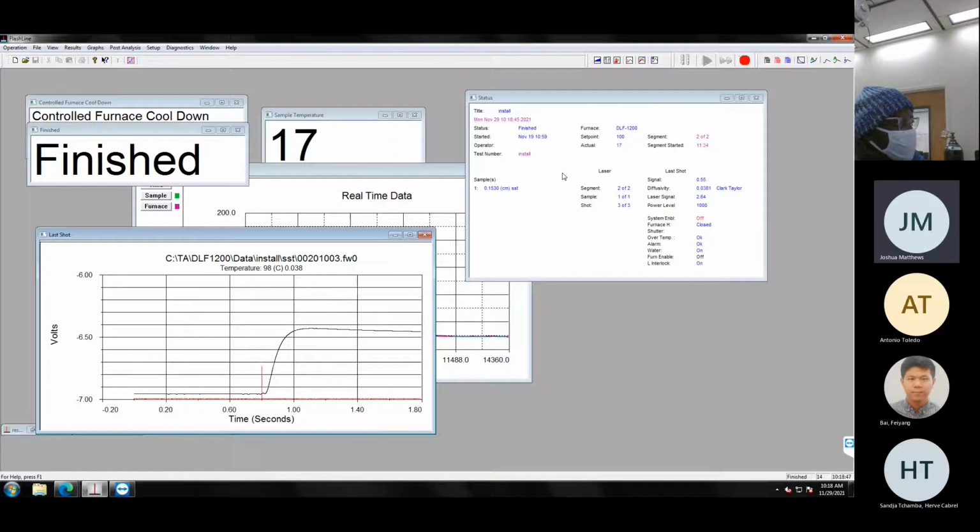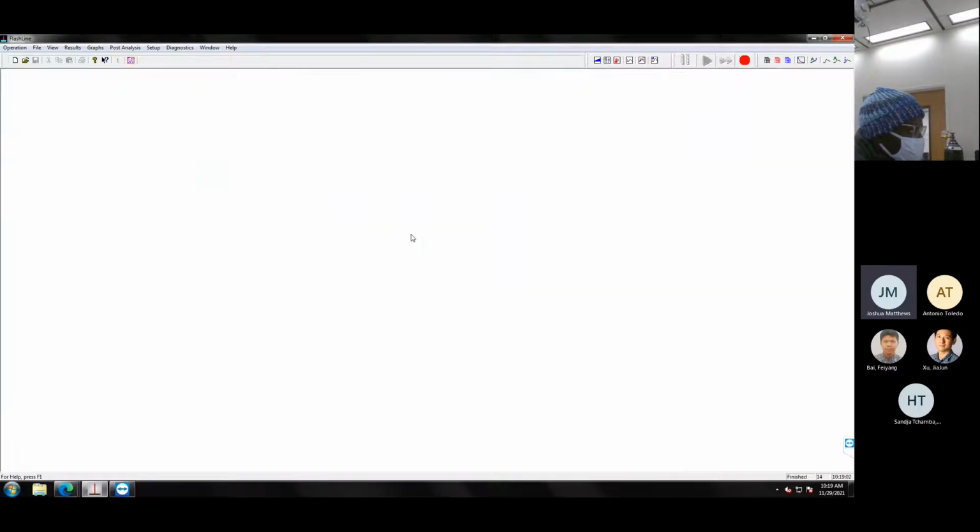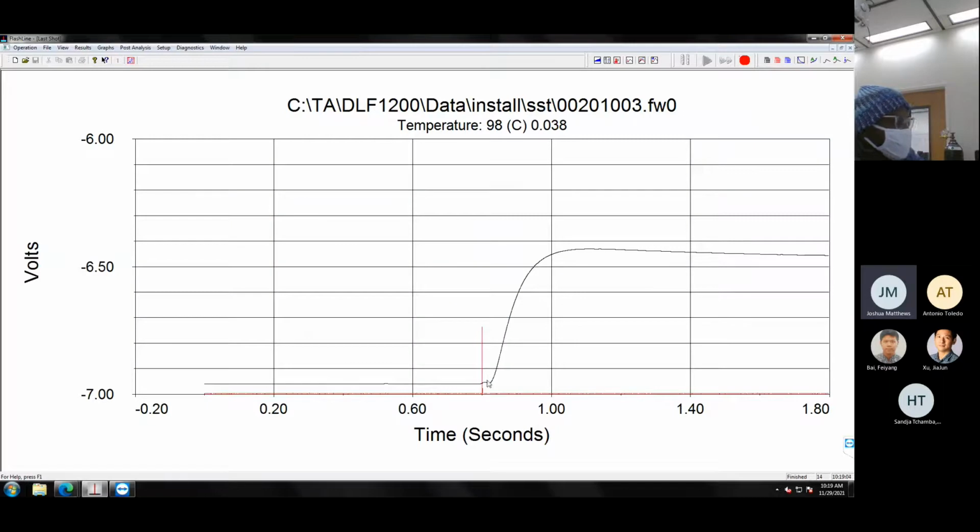Could you please let us know what is the reason for this jump in voltage? That's what I just went through. The red line here is the pulse. Here, let's open this up all the way. The red line is the pulse, right? That is when the laser fires at the sample. The black line is what the detector above the sample is reading.